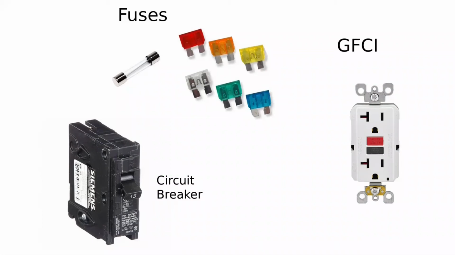And on the far right is the ground fault circuit interrupter. This is commonly, again, found in bathrooms and kitchens, and will detect any discrepancy of incoming current from outgoing current. And if there is a significant discrepancy, it'll activate and shut the circuit down.